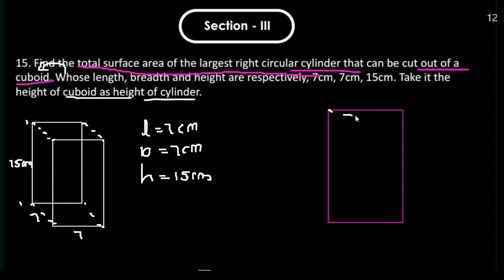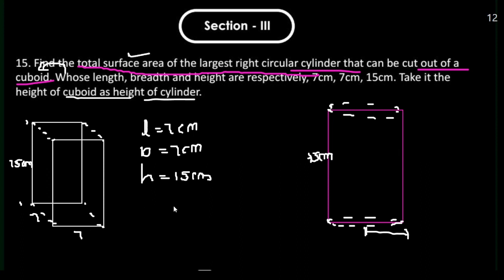This is the cylinder, this is the top, and this is the base, right? And anyway, these two are of the same height, right? So its length is 15 centimeters, but now we need to find its radius. In order to find its total surface area, we need to find the radius, right?